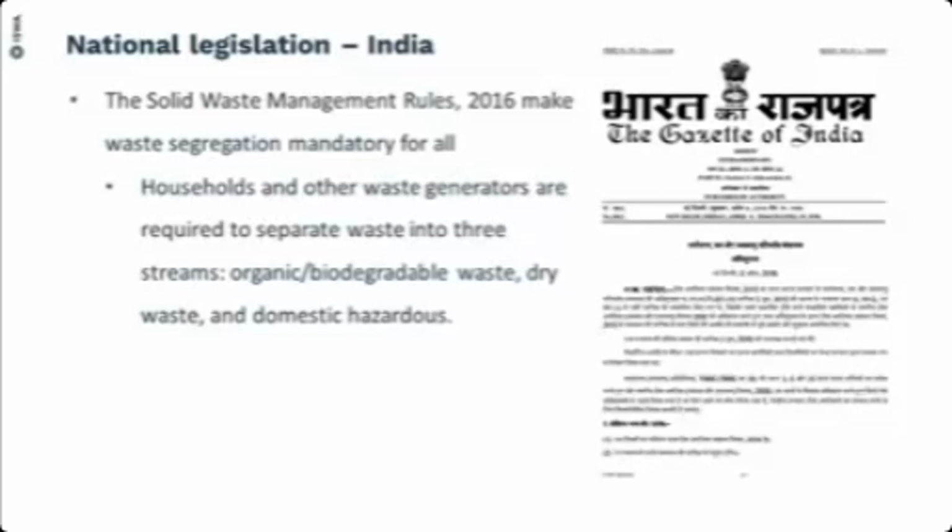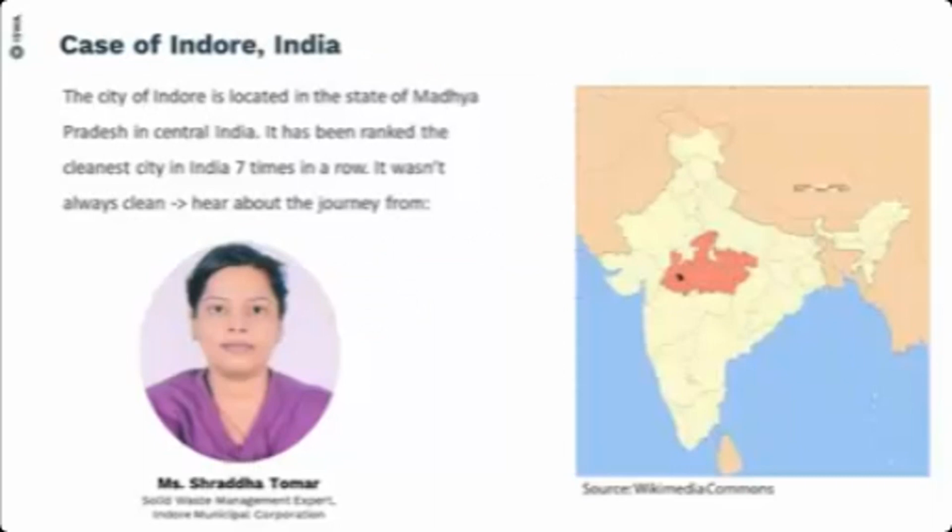And that's why we want to present today the case of Indore, which is a tier 2 city, a medium-sized city, at least for Indian standards, located in the state of Madhya Pradesh in central India. And it has been ranked the cleanest city in India 7 times in a row now. But the case is that it wasn't always clean. In fact, citizens of Indore were very frustrated with the waste management situation a decade ago, and now they have a very well-functioning waste management system, and that's why we want to present this successful case.